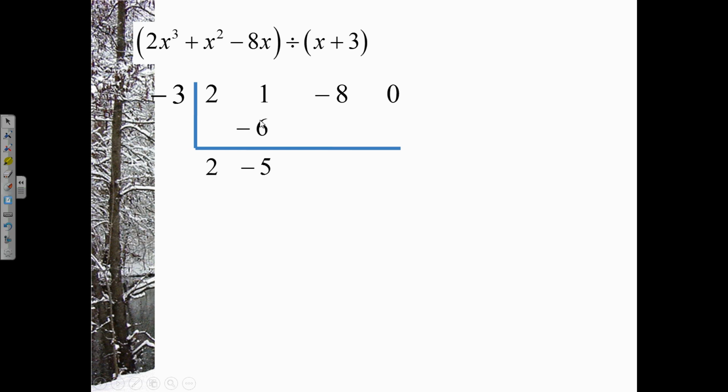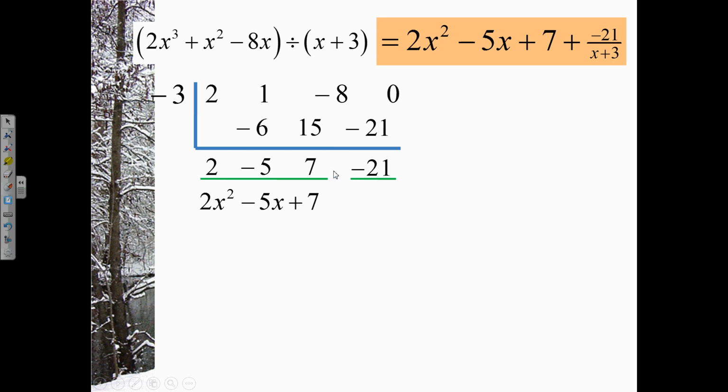Okay, do your process of synthetic. Drop down and multiply and add, multiply and add, multiply and add. Remember that these values give the coefficient of the quotient, which is like the answer, and the last one is the remainder. We started off this time to the 3rd power, so the degree goes down by 1, so this is going to be to the second power, or squared. So this is 2x squared minus 5x plus 7, and this is your remainder. So you do plus negative 21 over your divisor, x plus 3.